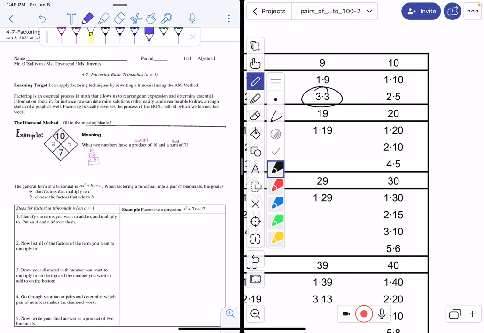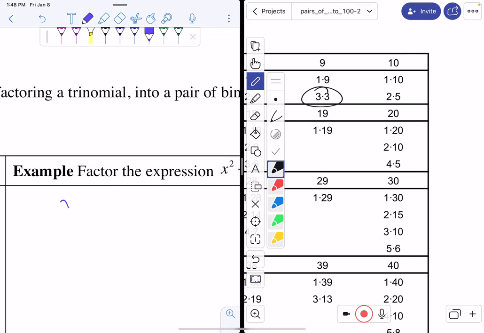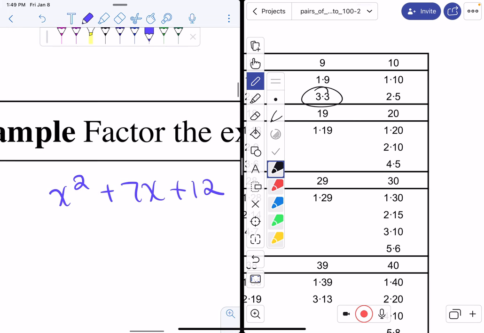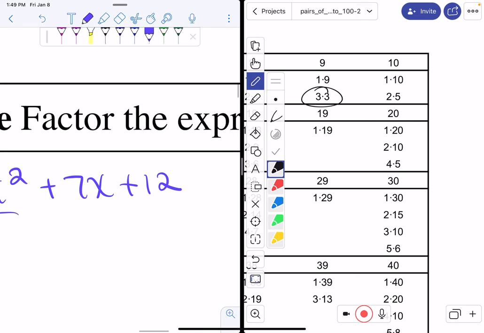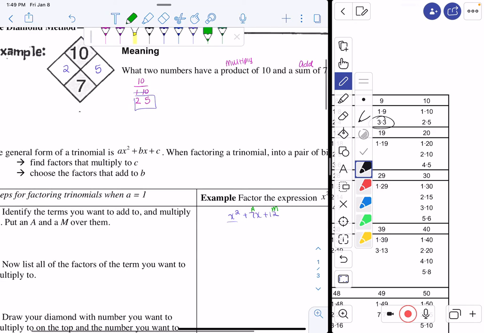So, steps for factoring a trinomial when a is equal to 1. We have this example, x squared plus 7x plus 12, and we want to factor it. So I'm going to rewrite x squared plus 7x plus 12. Step 1. Identify the terms that you want to add to and multiply to. Put an A and an M over them. So ladies, the first thing you do in the morning, or the AM, you wake up and you factor. I want to add up to a 7 and multiply to a 12. That's exactly all you do for step 1. You put your A and your M.